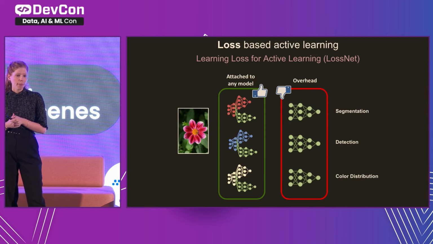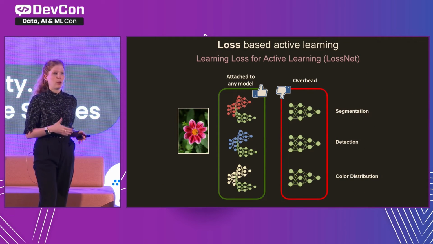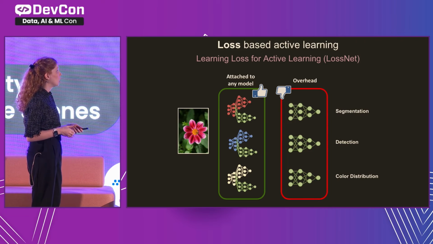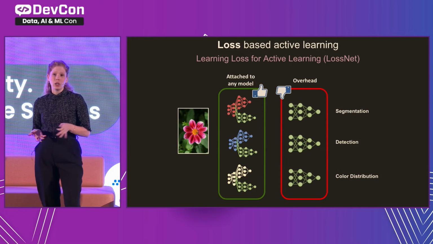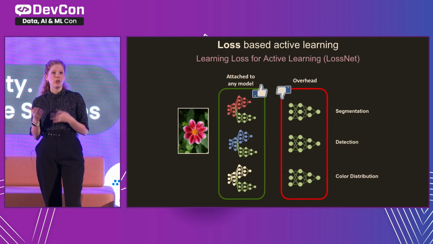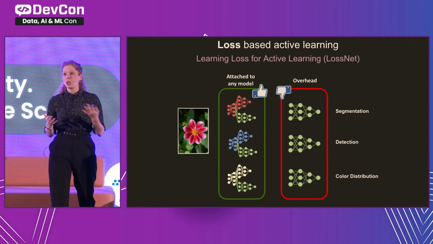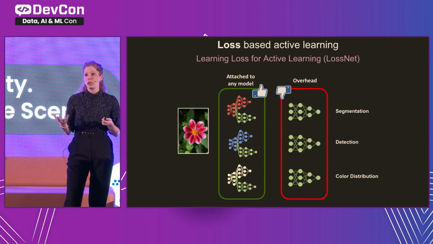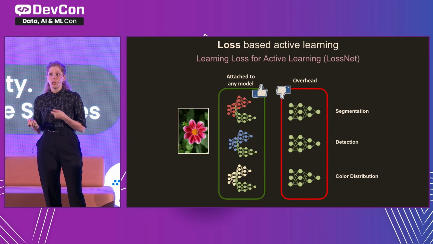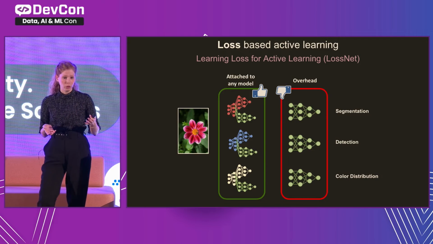Pros and cons of this method before we go on to the results. The main advantage of this method is that it's really task agnostic. Every network that we will train has this loss function and loss value, which means that we can attach this loss prediction network to any network that we want.